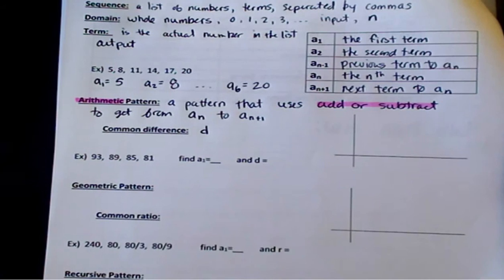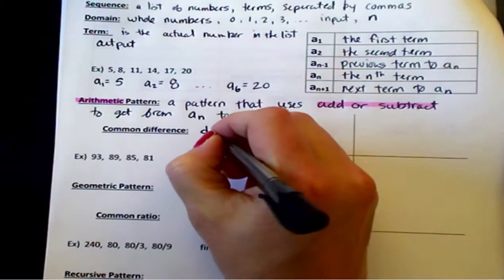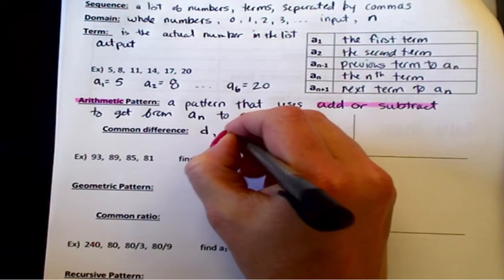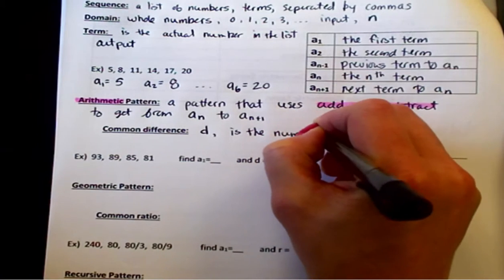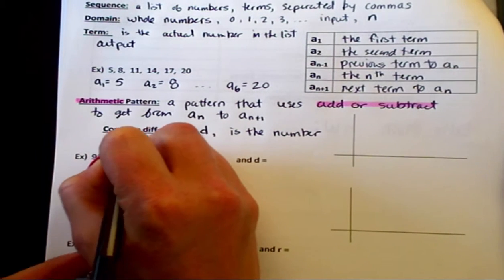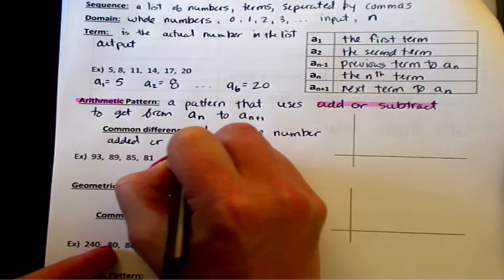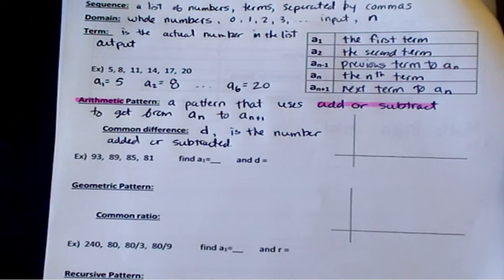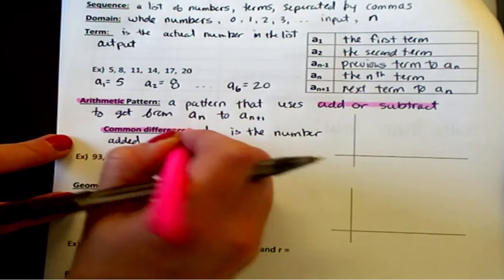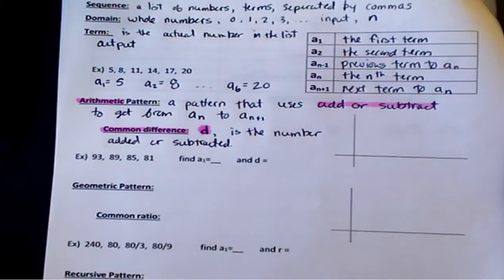The common difference is called D, right? It's just a letter. Okay. Is the number added or subtracted? Common difference. Usually call that one D.